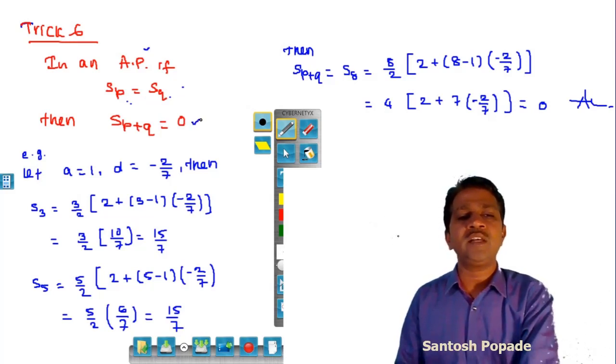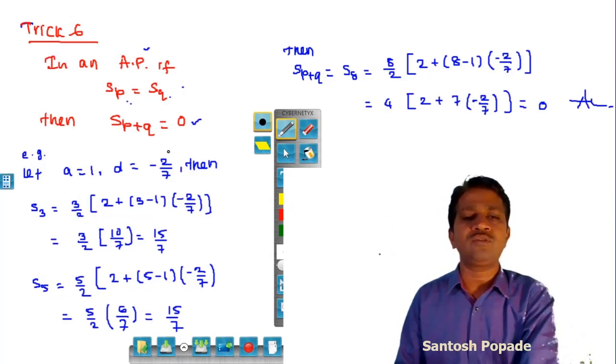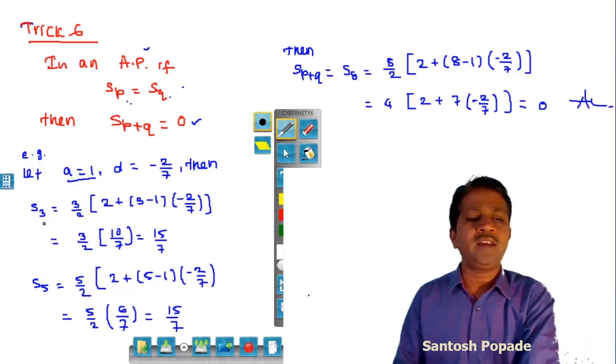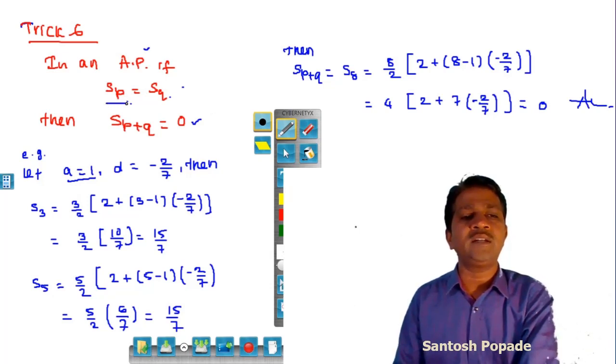In that case, SP plus Q is 0. Let us verify this trick whether it is true or not. Let us consider the first term of an AP to be 1 and the common difference is minus 2 by 7. I have considered this particular example in which I will get S3 and S5 same. I can use this trick only when I know that the sum of P terms of an AP is equal to the sum of Q terms of the same AP. In that case, I can write SP plus Q is 0.